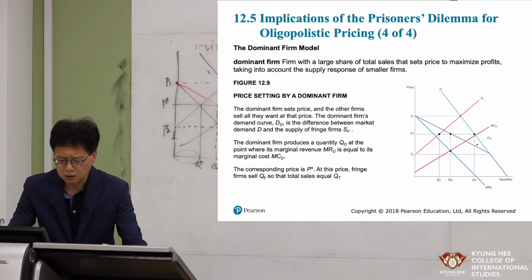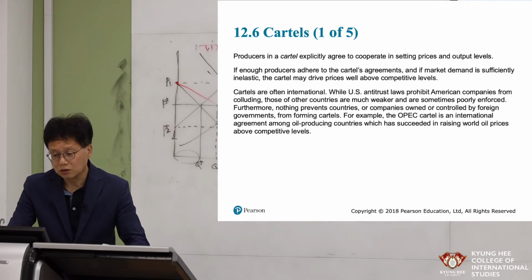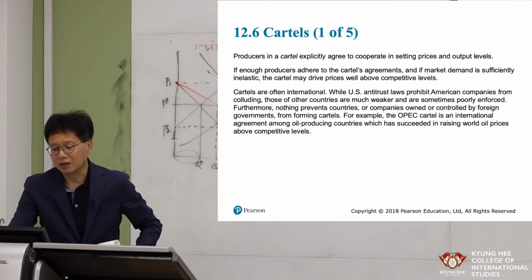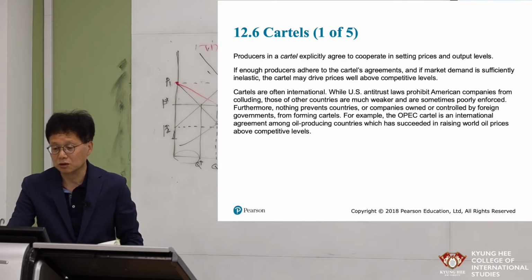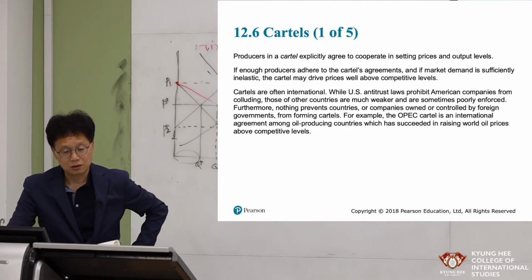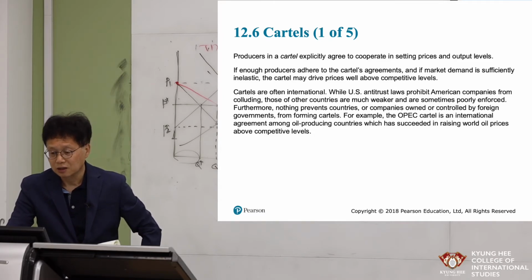This one is repeatedly applied in lots of issues. And using this dominant firm model, we can explain cartels. Why some cartels are successful and the other cartels are not so successful. That is section 6, cartels.